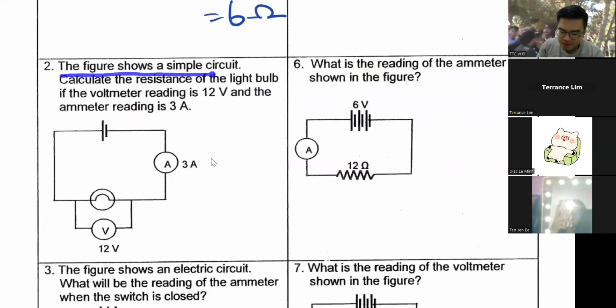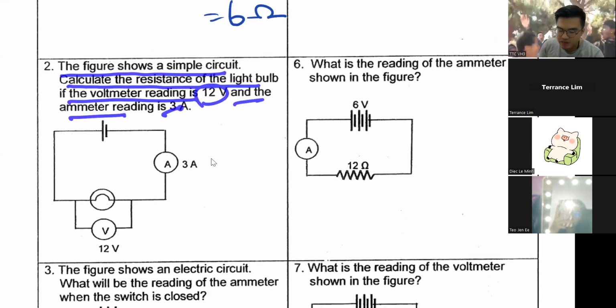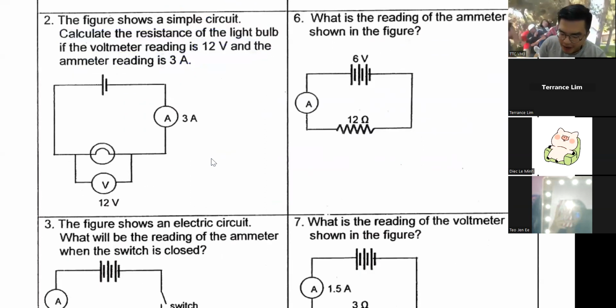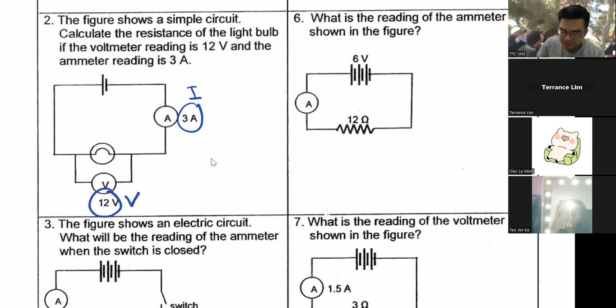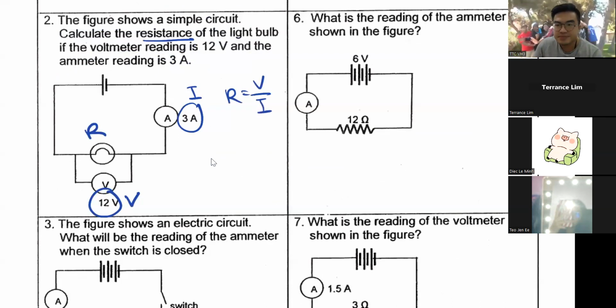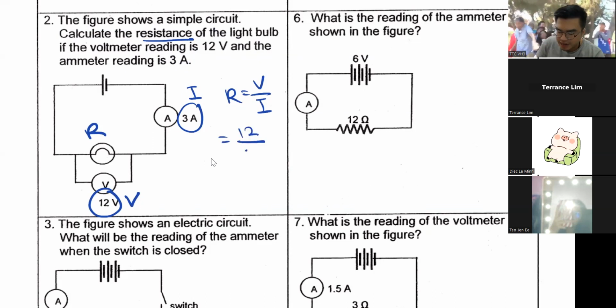Right, let's go to number 2. The figure shows a simple circuit. Calculate the resistance of the light bulb if the voltmeter reading is 12 and the ammeter reading is 3. The ammeter reading is the I, the current. 12 is the V. They want you to calculate the resistance, which is the R. So R equals V over I. V is 12, I is 3. So 4 ohm.